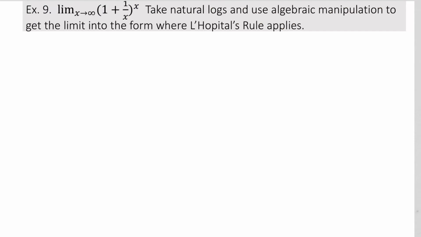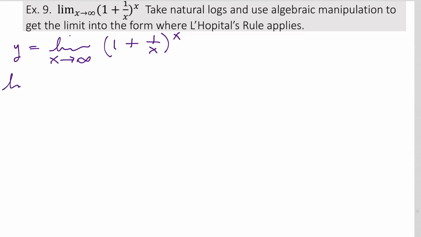So this example says, evaluate the limit as x approaches infinity of 1 plus 1 over x to the x power. So I've got an x in the power position again. So I'm going to take the natural logs and use algebraic manipulation to get the limit into the form where L'Hopital's rule applies. All right, so first I say y is equal to the limit as x approaches infinity of 1 plus 1 over x to the x power.